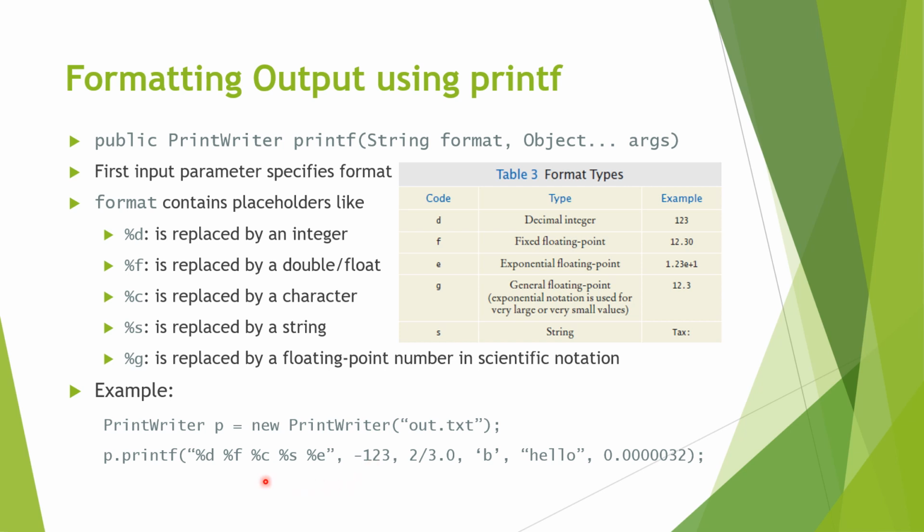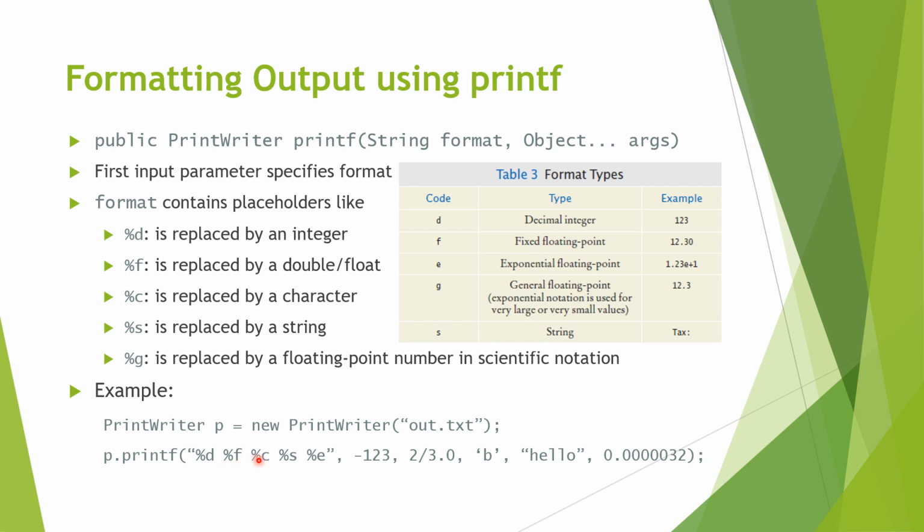Then we're going to see the %f, which is 2.3.0. So this double value will be printed in place of this placeholder, which is %f. The value should be 0.666666666, maybe like 15 sixes and a 7 at the end, because that's the value of 2/3.